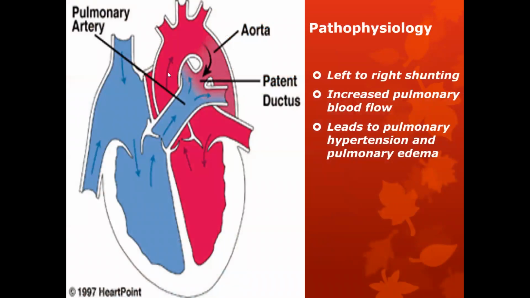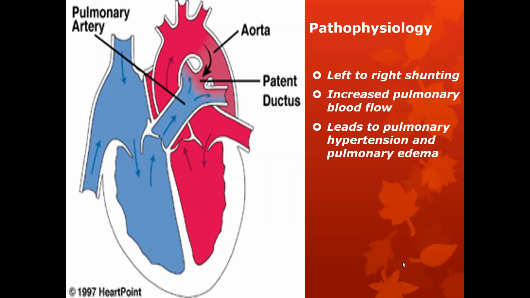So when blood flows from the aorta back into pulmonary circulation, it's considered left to right shunting. The left side of the heart pushes blood into the aorta, and the right side of the heart is where the pulmonary artery is. So that's where it gets its name, left to right shunting. It's going from the circulation of the left side of the heart into the circulation of the right side of the heart.